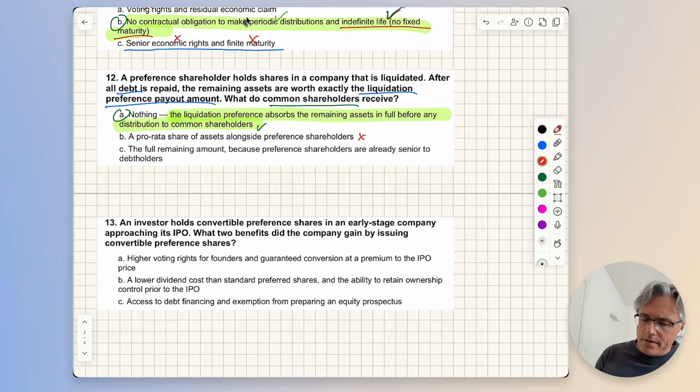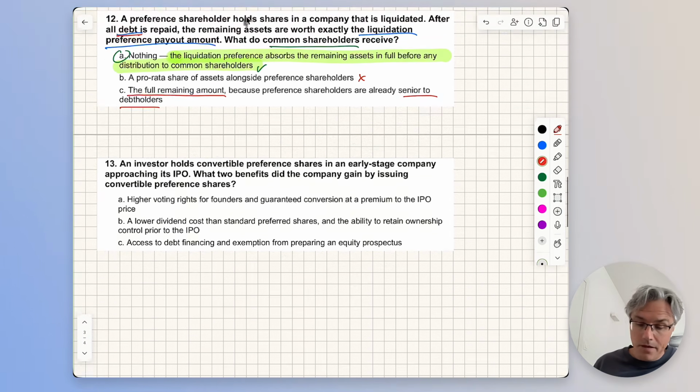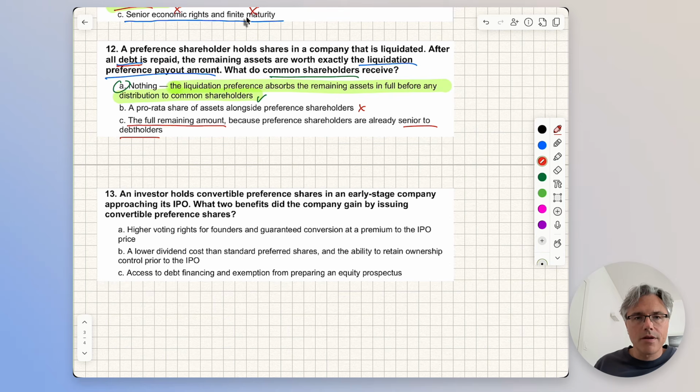And it's not that this residual amount is going to be paid to the common shareholders in full, because preference shareholders have already been considered because they are senior to debt holders. No. So what this is getting at, answer C, is that perhaps because you've already paid the debt holders, that implies you've already also distributed money among the preferred shareholders because they are in some way senior to debt. They're not. They are junior to debt, but senior to common shareholders. Anyway, answer A, sorry, was the correct one.